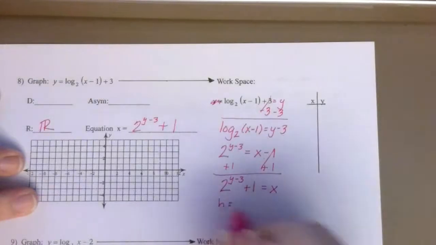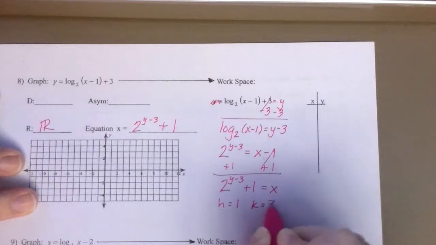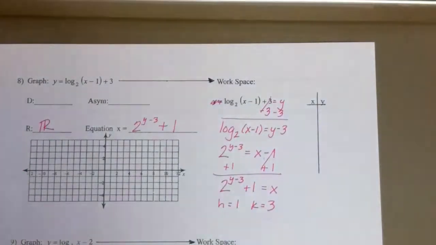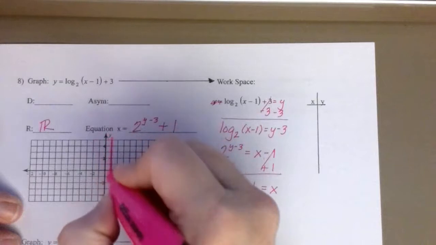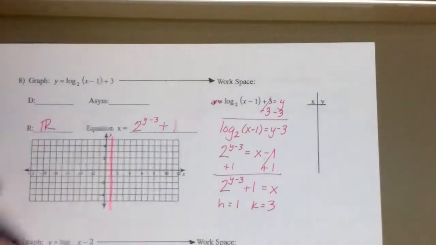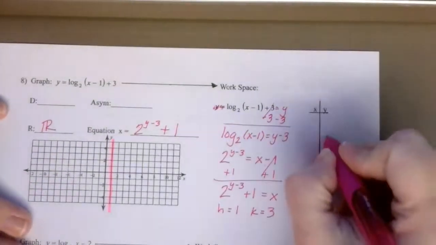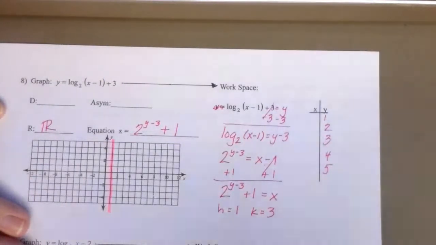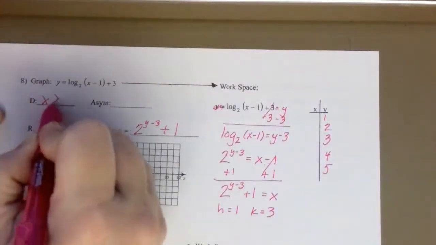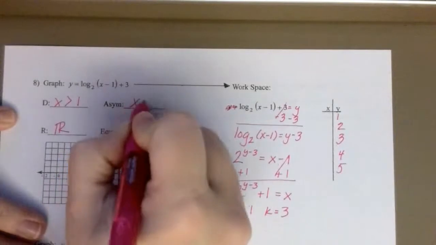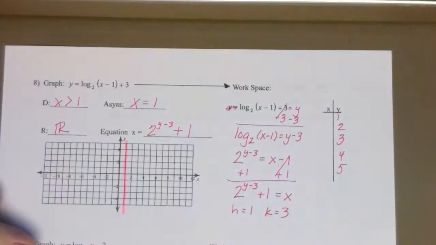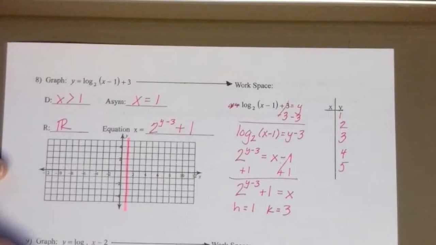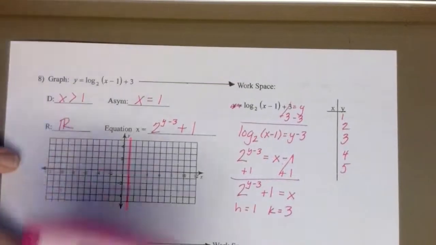What is my h value? 1. What is my k value? 3. So my asymptote is at 1. And then my k value of 3 goes in the middle. 2, 1, 4, 5. What's my domain going to be? X is greater than 1, and my asymptote? X equals 1. All right, to the calculator.